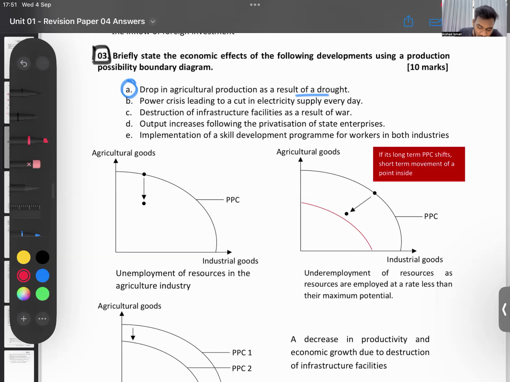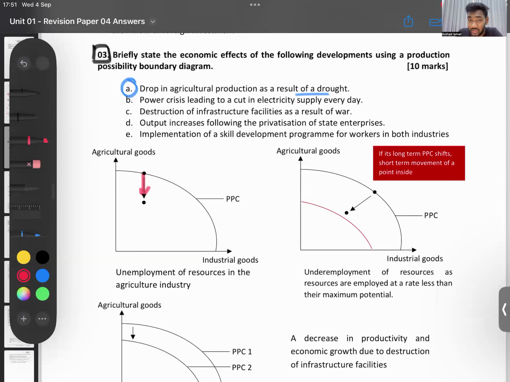Yep, you can show a point moving. But remember, your point should only reduce agriculture goods. Now, if you were producing, let's say, initially at this point, 100 agriculture goods and 50 industrial goods, your x-axis can be anything. Then if they say drop in agricultural goods, you can't reduce industrial goods. Industrial goods have to be the same. It's only the agriculture that is coming down from this point to this point. So be very careful.